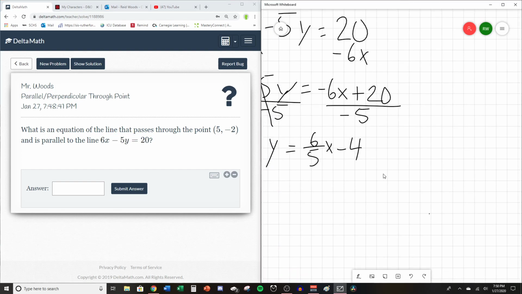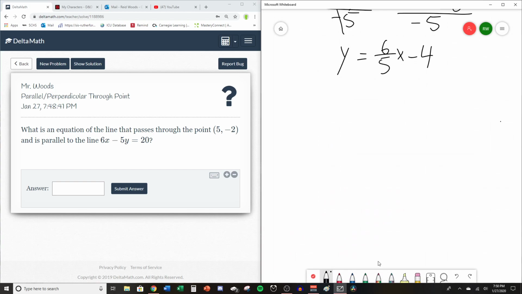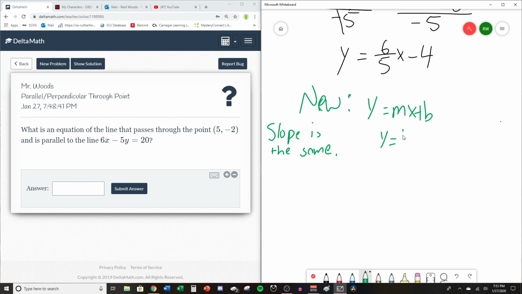Now I want to make my new equation, so I'm going to do that down here. I'm going to write that in green. So we want new. Now we know for the new equation we want it to be parallel, and I want to put it in y equals mx plus b. And for parallel lines, the slope is the same. And because we know that, I'm going to start it this way. y equals 6 over 5 x plus b.